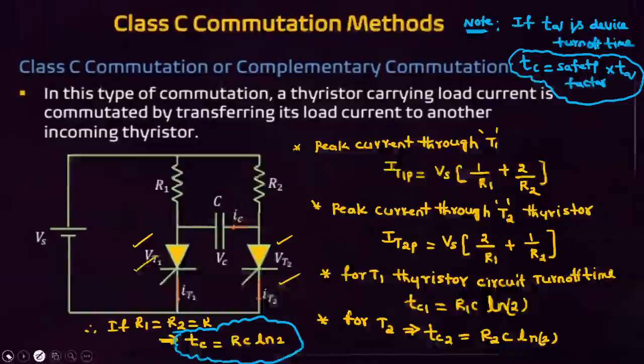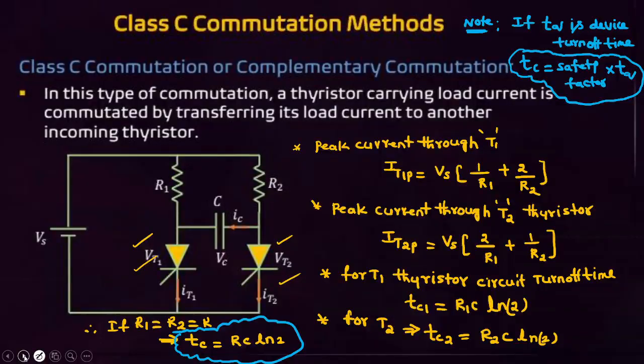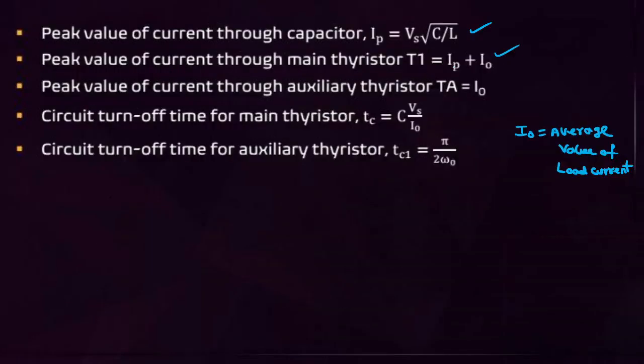Even in class B commutation, I is given as I0 now. This is also the peak current through the main thyristor, where I0 is the average load current. See the difference here: here the main thyristor is carrying only I0 current. But in the case of class D commutation, the main thyristor is carrying two currents, the peak current, meaning the LC circuit current, and also the load current.